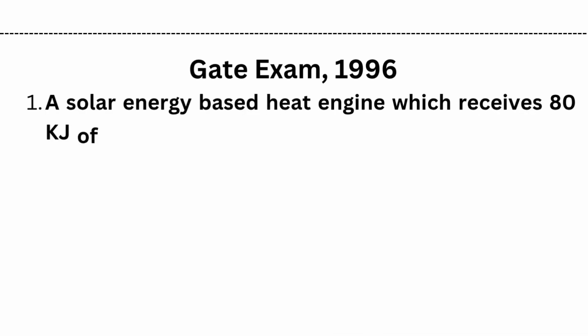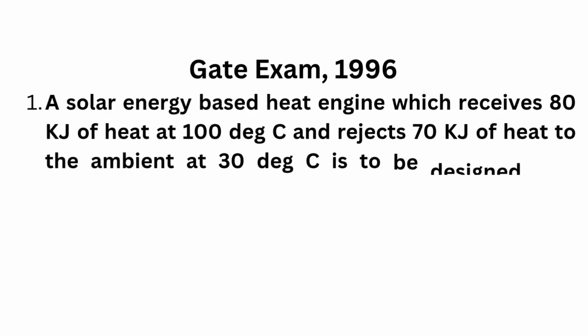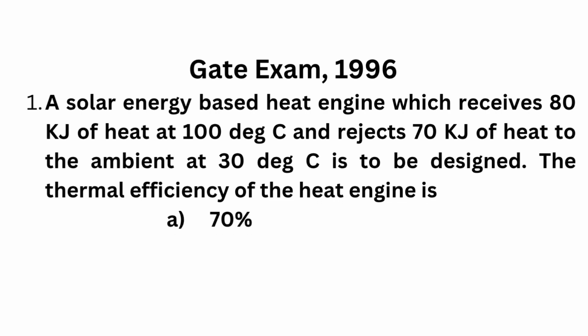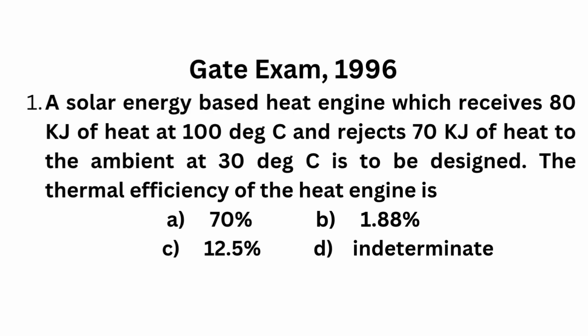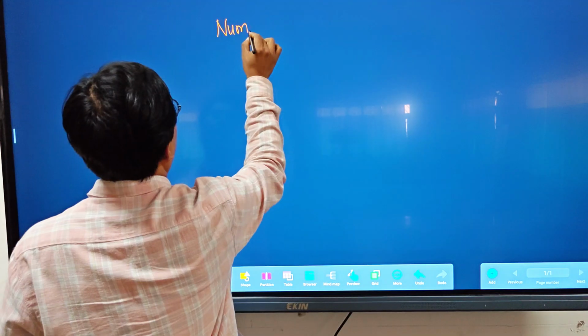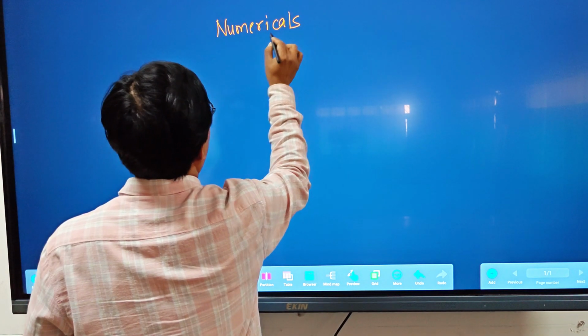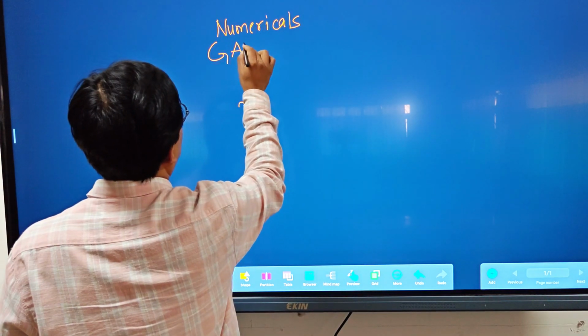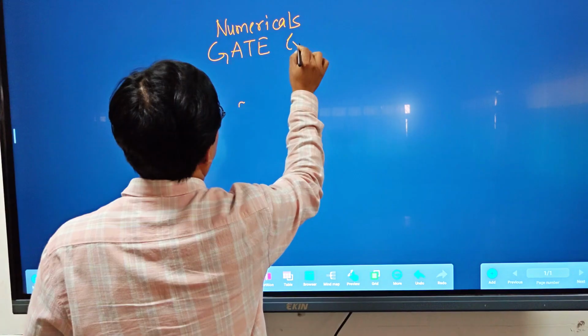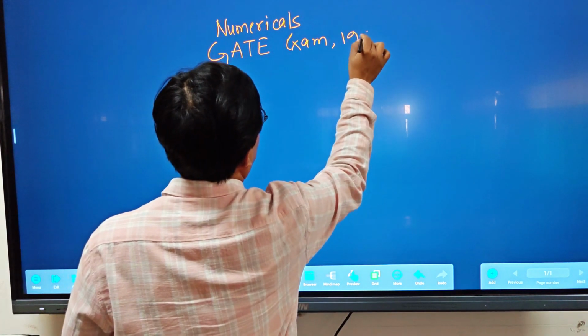The first numerical problem is: a solar energy based heat engine which receives 80 kilojoule of heat at 100 degree centigrade and rejects 70 kilojoule of heat to the ambient at 30 degree centigrade is to be designed. The thermal efficiency of the heat engine is, the options are 70%, 1.88%, 12.5% and indeterminate. So we are solving two numericals now which have come in GATE exam 1996.